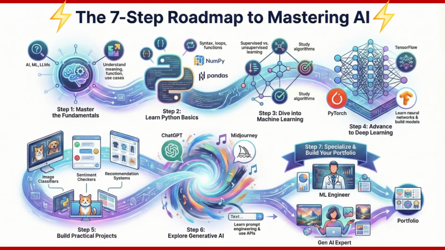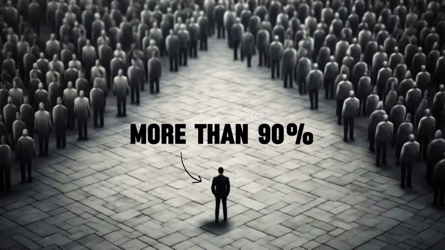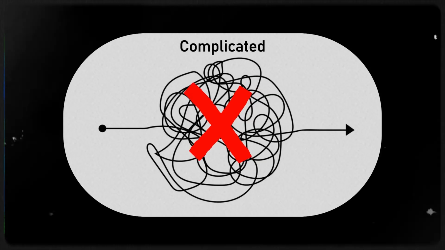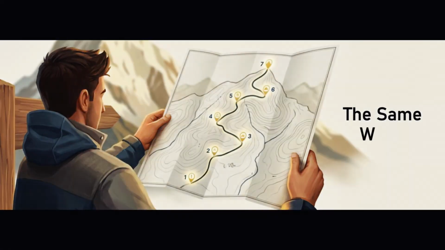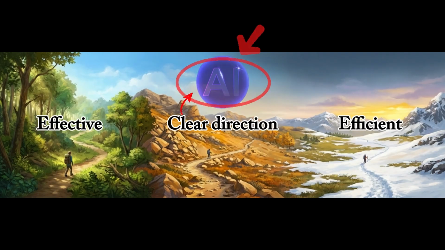Final thoughts. Okay, so now you have a complete, powerful roadmap with 7 steps to follow one by one, and I bet you'll understand more than 90% of people out there. AI isn't complicated, it's just a clear roadmap, and to be honest, I'm learning AI the same way I just told you, and trust me, it's effective, efficient, and gives you a clear direction toward the world's most powerful technology, AI.